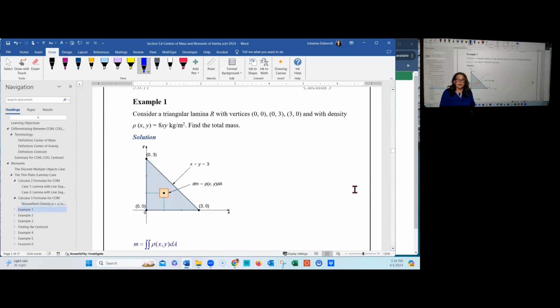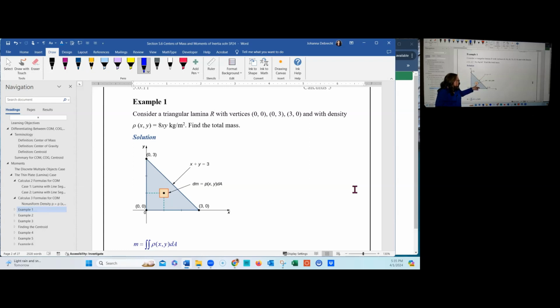In example 1, we want to think about a triangular lamina. So it's two-dimensional, has length and width, but no depth to it. It has corners at the origin, 3, 0, and 0, 3. But the density of it varies, both with respect to x and with respect to y. So the density function is 8xy kilograms per meter squared. So as x increases, the density increases. And as y increases, the density increases. So I would expect it to be getting more dense as I move out this way, which would tend to make the center of mass shift out, all right?